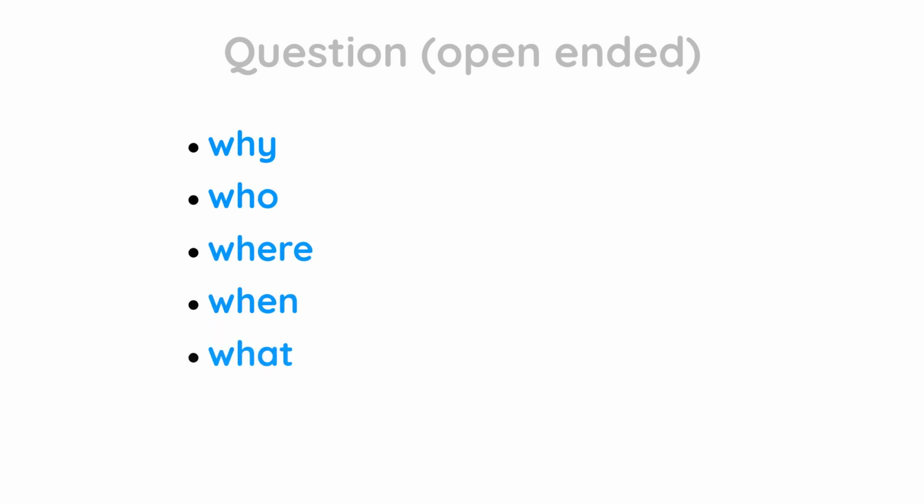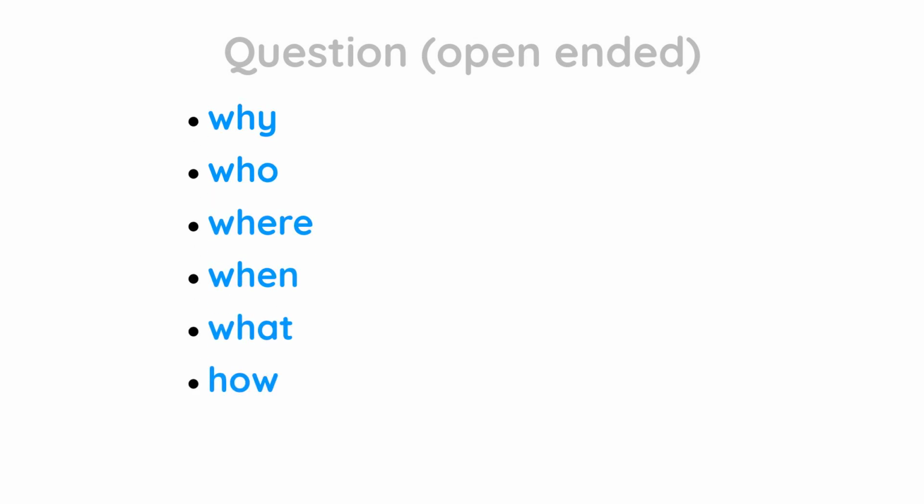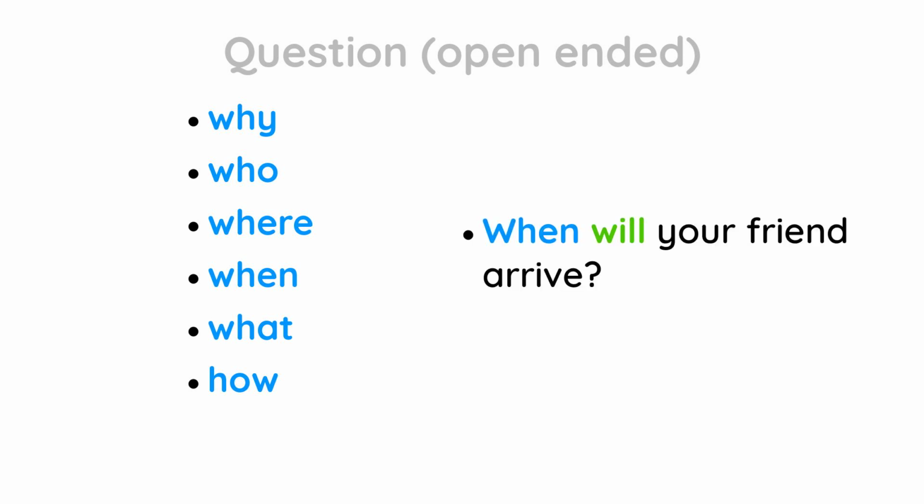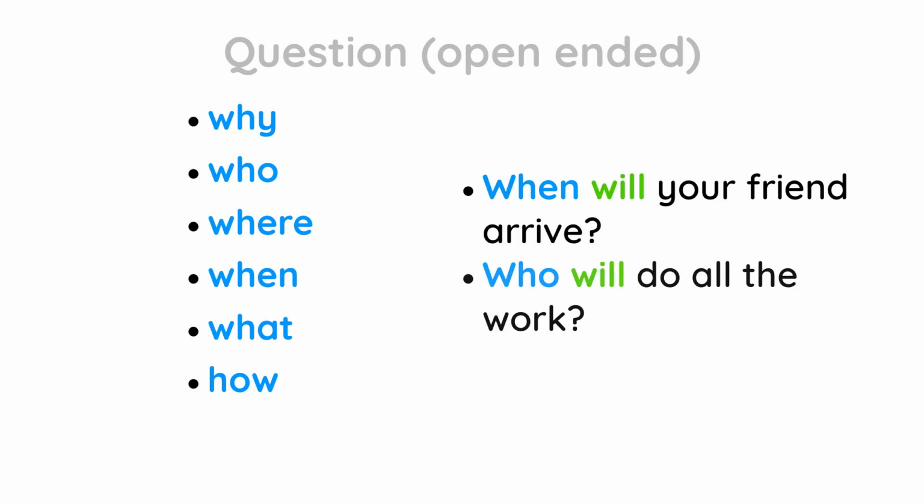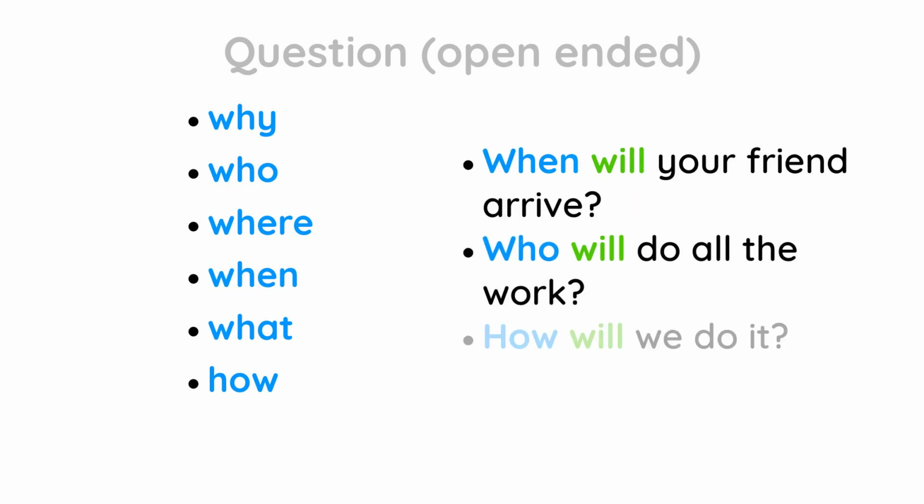A future simple question can also start with why, who, where, when, what, and how. Then, the mentioned word is followed by "will," a pronoun or noun, and the rest of the sentence. For example, "When will your friend arrive?" "Who will do all the work, and how will we do it?"